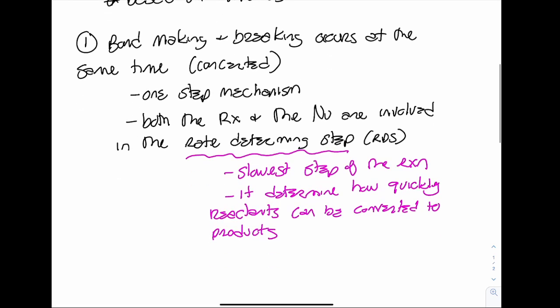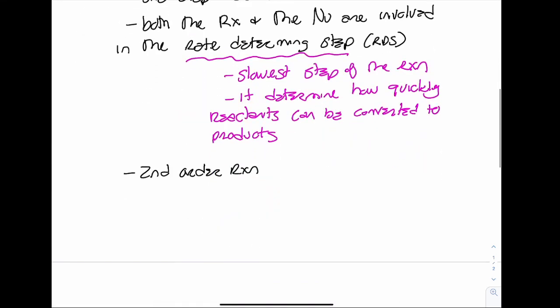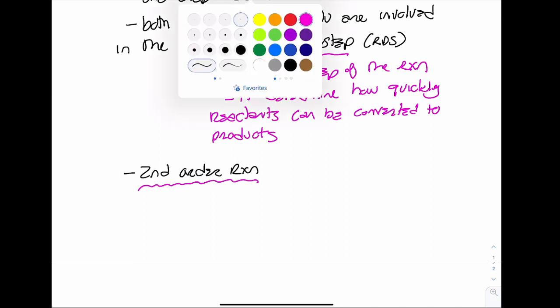We would call this a second order reaction. It involves the concentration of two things: the concentration of my alkyl halide and the concentration of my nucleophile. So this is a second order reaction. Again, remembering back from 152, something that is second order has the concentration of two things, or the concentration of one thing raised to the second power. In this case, it's going to be two things that determine the rate. We could say this is a bimolecular reaction.